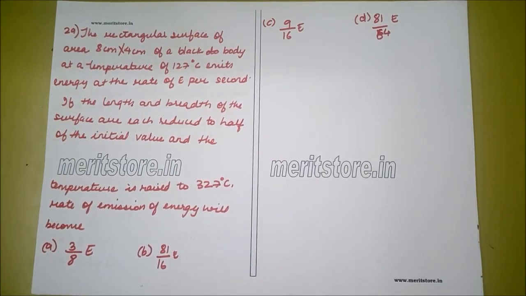The rectangular surface area of 8 centimeters cross 4 centimeters of a black body at a temperature of 127 degrees Celsius emits energy at a rate of E per second. If the length and breadth of the surface area are each reduced to half of the initial value and the temperature is raised to 327 degrees Celsius, the rate of emission of energy will become, the options given are 3 by 8E, 81 by 16E, 9 by 16E and 81 by 64E.